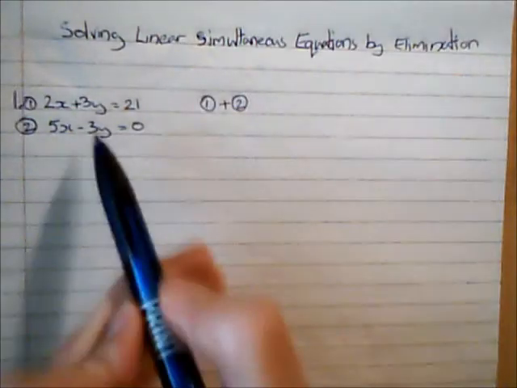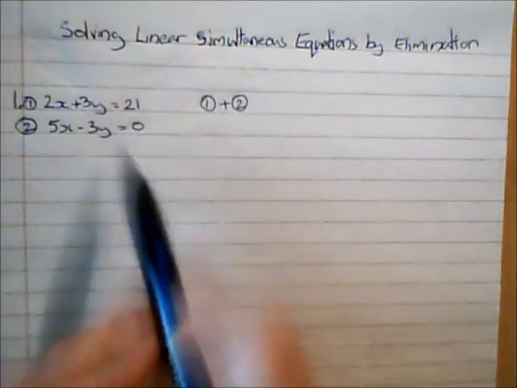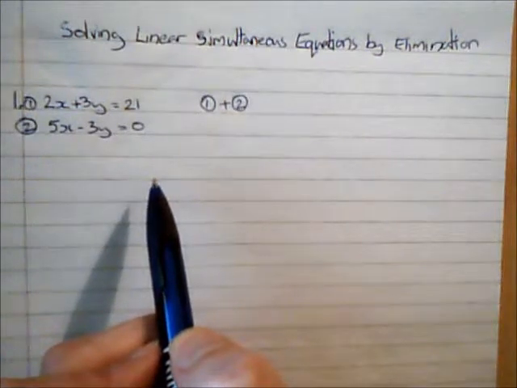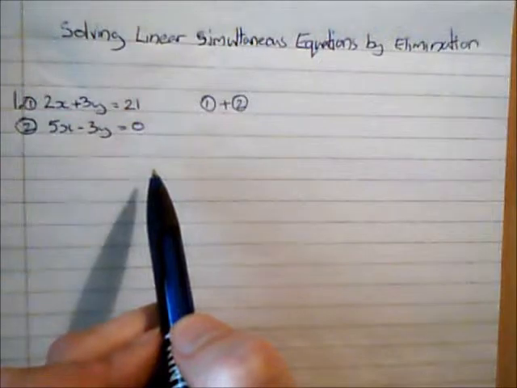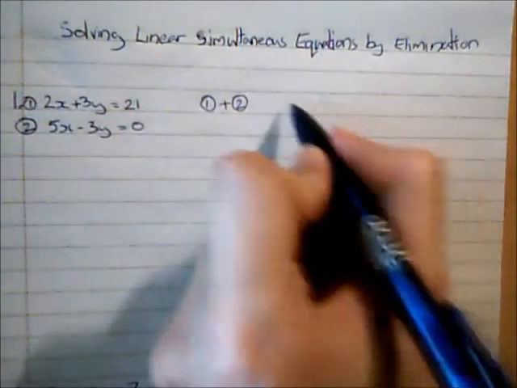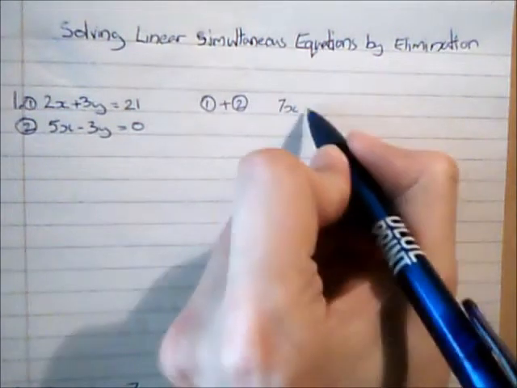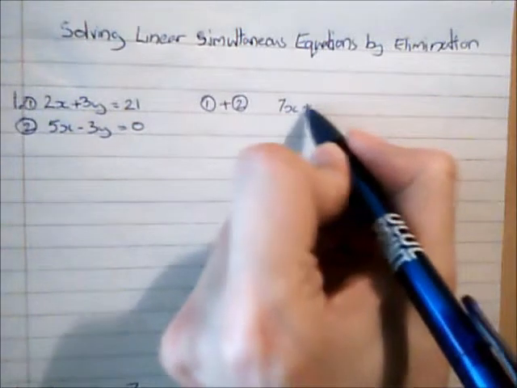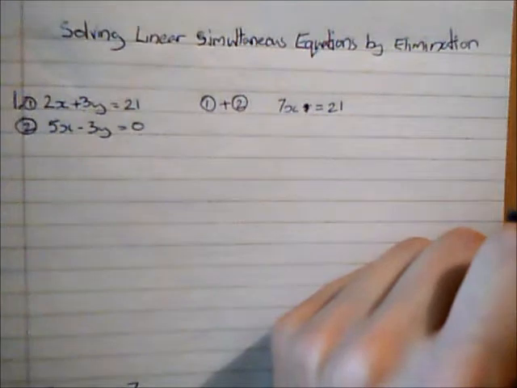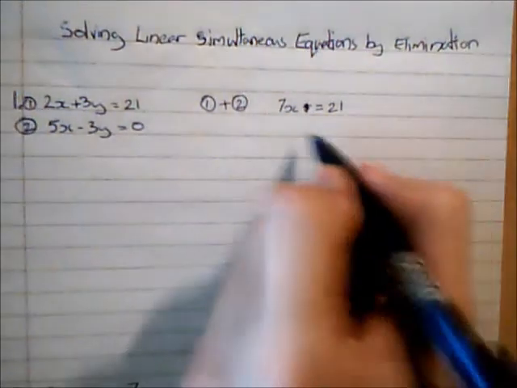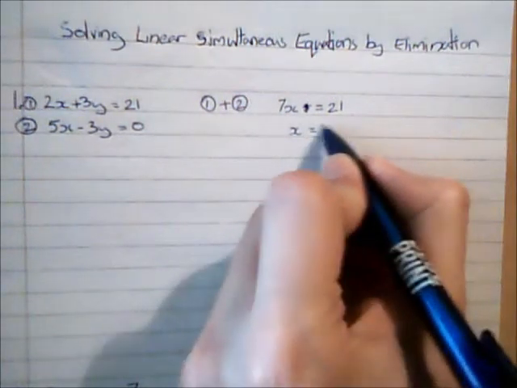I'm going to do this because the positive 3y and the negative 3y, when they add together, will become 0. So when I add these two equations, I'm going to add the left sides together and I get 7x, and the right side together and I get 21, which gives me a simple linear equation to solve. So I'm going to divide through by 7 to give me x equals 3.